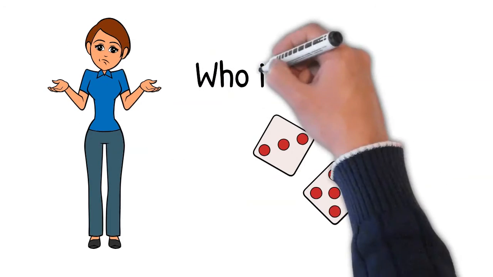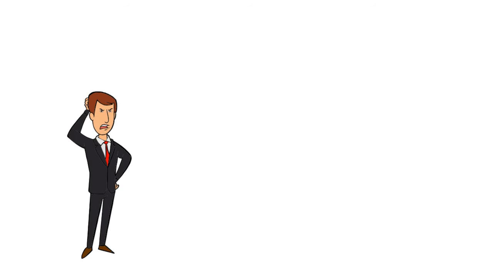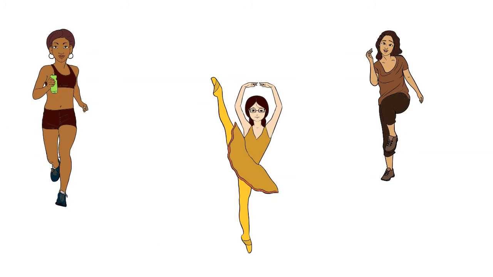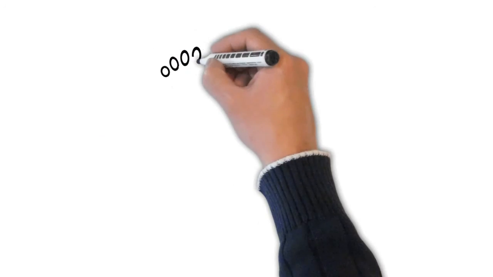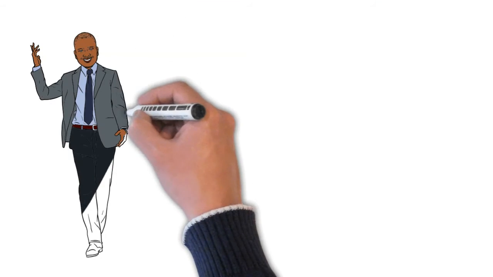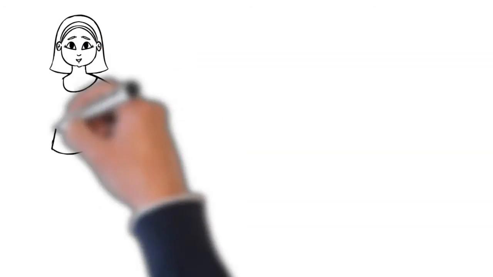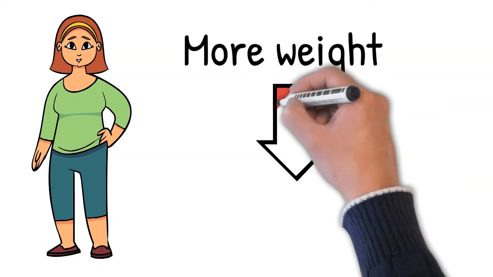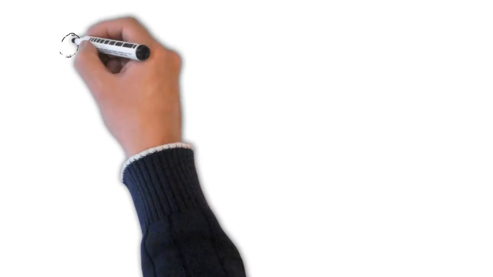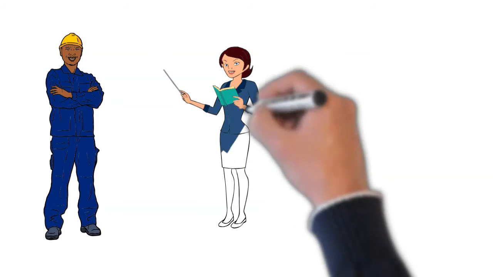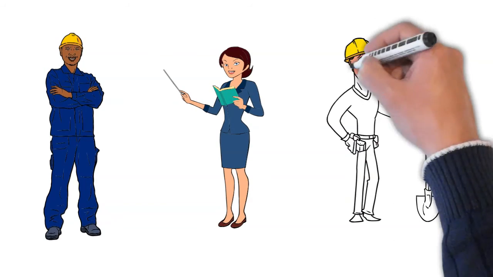So, what are the risk factors for developing plantar fasciitis? People between the ages of 40 and 60 are at greatest risk. Activities such as long-distance running, ballet dancing, and aerobic dance. Those with flat feet or high arches. Anyone with abnormal walking patterns which affect the way in which weight is distributed under the foot. Obesity, because the additional weight places additional stress on your plantar fascia. Occupations that keep you on your feet for a large part of the day, such as factory workers, teachers, and construction workers.